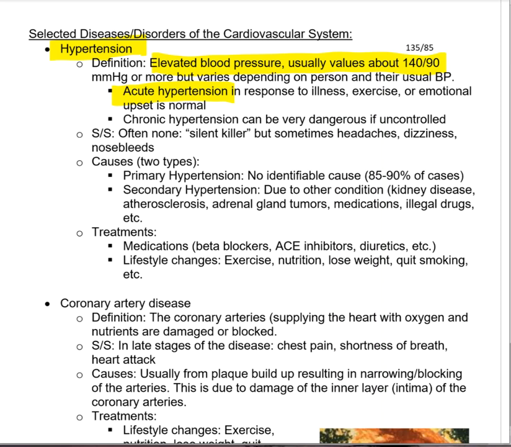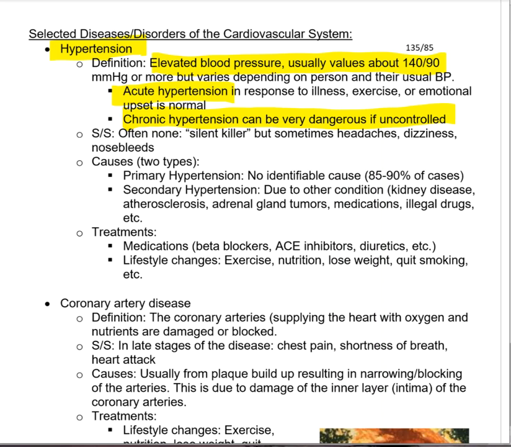That's normal. All those things are normal. Chronic hypertension can be very dangerous if uncontrolled. What are the signs and symptoms? Well, often there aren't any. It's sometimes called the silent killer because we don't know that we have high blood pressure. But sometimes people have such high blood pressure they can have headaches, dizziness, nosebleeds, etc.